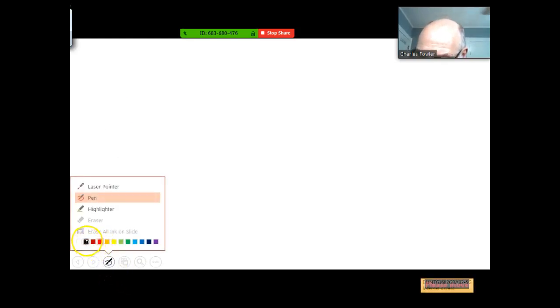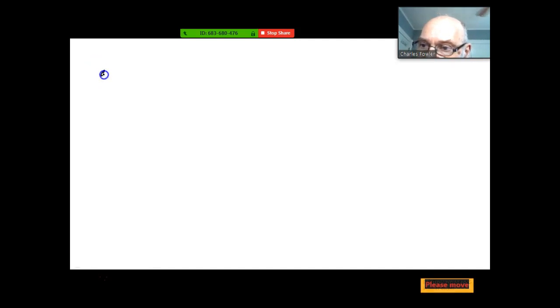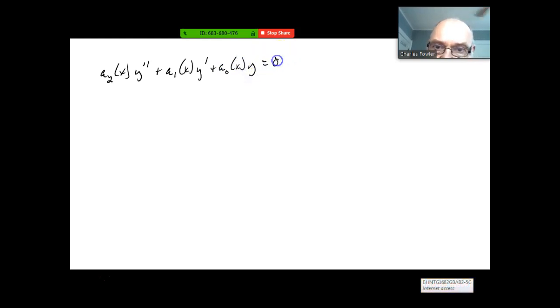All right, now in the preceding section, we saw, the one we just finished last time, that the general solution of a homogeneous linear second order differential equation such as this: a sub 2 of x, y double prime, plus a sub 1 of x, y prime, plus a sub 0 of x, y is equal to 0. That's what we call a linear equation.